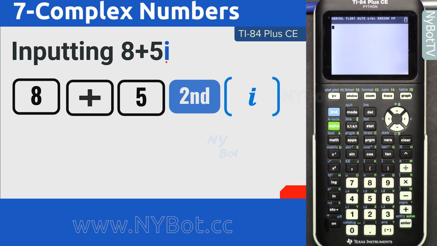And let's enter 8 plus 5i, 8 plus 5, and then second function i. For i, I'm using this dot button. i is blue. All the keys that have blue values are the second function, when you press the button, they will be activated. So 8 plus 5i, and enter.